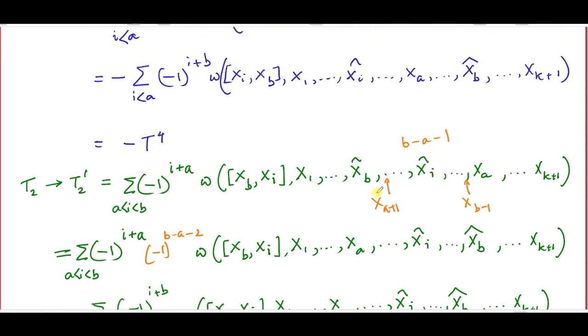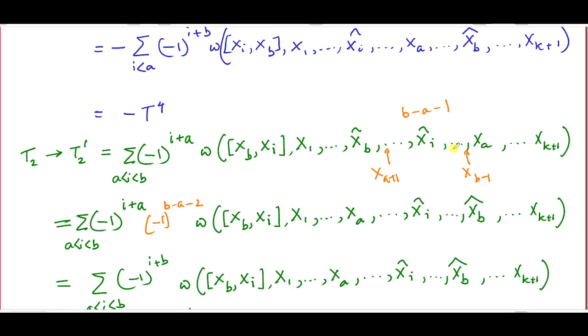So, the series of interchanges that you have to carry out, so that the xa ultimately moves here, so that the whole thing looks exactly like T5, requires B minus A minus 2 interchanges, so this sign comes in. And now, since minus 1 to the minus 2 is of course plus 1, you have minus 1 to the I plus B. So it looks like you are getting exactly T5.